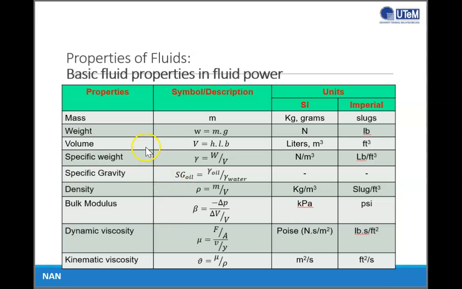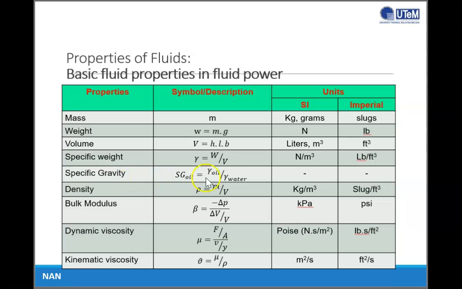Okay, these are the basic properties of fluid. For example, mass: the symbol is M and the unit is kilogram, and this is the imperial unit. In this lecture we will cover the SI unit. Weight: the symbol is W and the unit is Newton. Volume: liters or meter cube. Specific weight: Newton per meter cube.